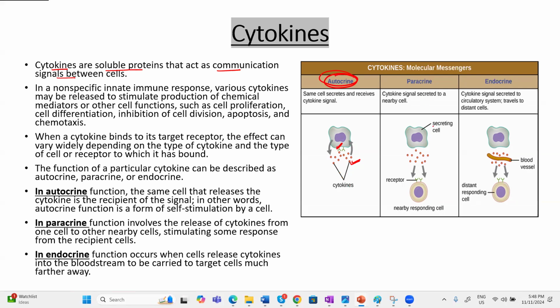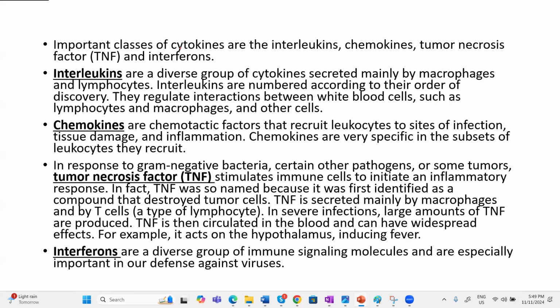Now, sometimes the secretory cell has the receptor nearby. A nearby cell has the receptor, and the chemical has to travel a very short distance. It can go by diffusion also. So that is paracrine signaling. And suppose the chemicals are moving through blood vessels to distant cells, meaning cells very far from the secretory cell, then we say endocrine signaling. So these cytokines will be released to stimulate production of other mediators, for cell division, cell proliferation, or inhibition of cell division, they can work in many ways. Clear?